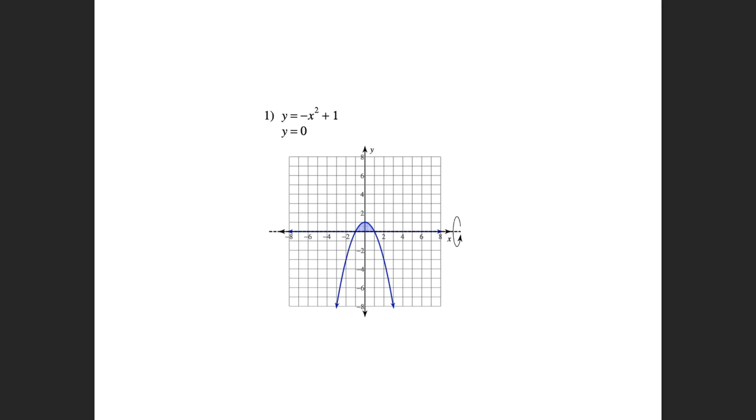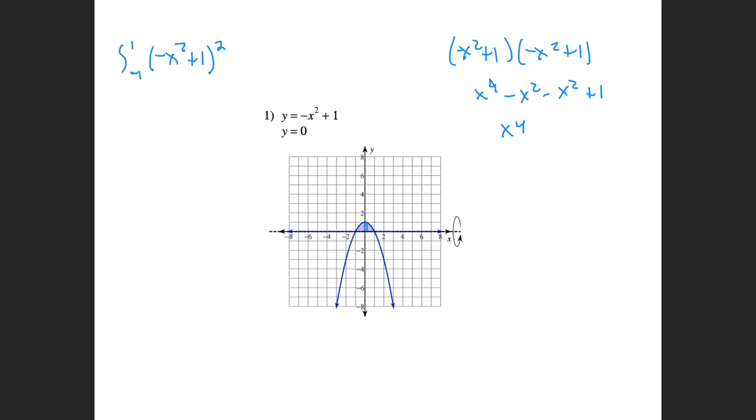In this problem, I'm looking at this and my radius is negative x squared plus 1. So I've got the integral from negative 1 to 1 of negative x squared plus 1. That's my radius squared. That's going to cause some problems for some people. So negative x squared plus 1 times negative x squared plus 1. So what does that give me? x to the fourth minus x squared minus x squared plus 1. So x to the fourth minus 2x squared plus 1. Okay, did you get that for your radius squared?